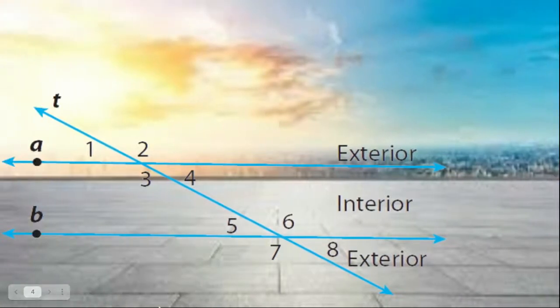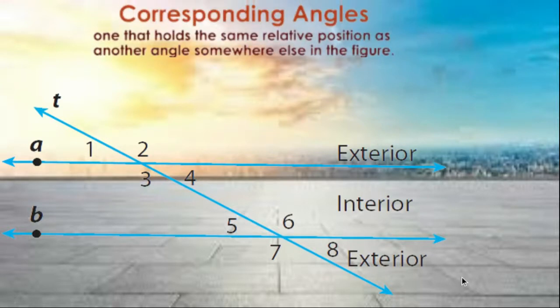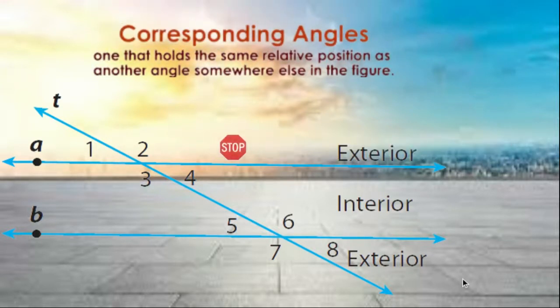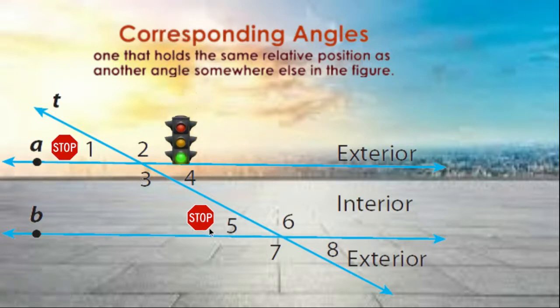The second type of congruent angles we're going to find on parallel line transversals will be corresponding angles. Corresponding angles hold the same relative positions on two separate parallel lines. On A, on the left side, I see angle 1. On B, on the left side, I see angle 5. They're congruent. On the right side, I see angle 2. And on the right side of B, I see angle 6.